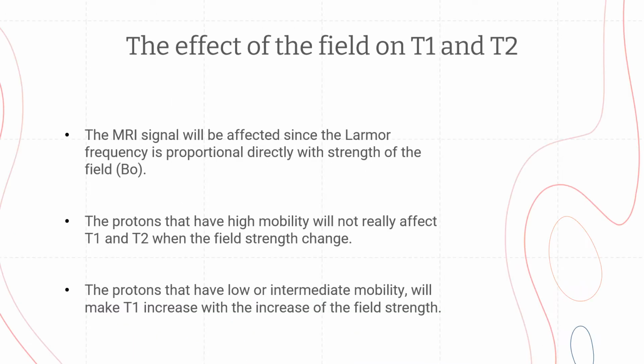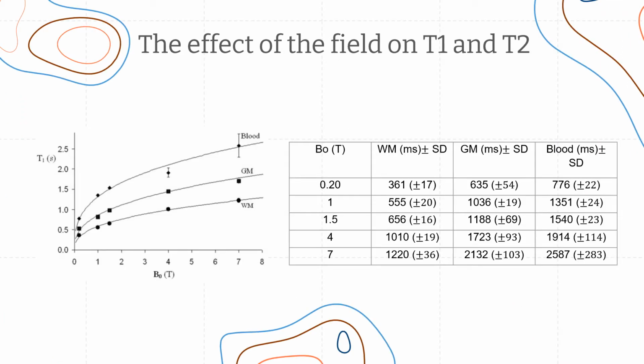The effect of the field on T1 and T2. Since the Larmor frequency is directly proportional to the field strength B0, the MRI signal will be affected. The protons that have high mobility will not really affect T1 and T2 when the field strength changes, but the protons that have low or intermediate mobility will make the T1 increase with the increase of the field strength. Some experimental measurements clarify this.